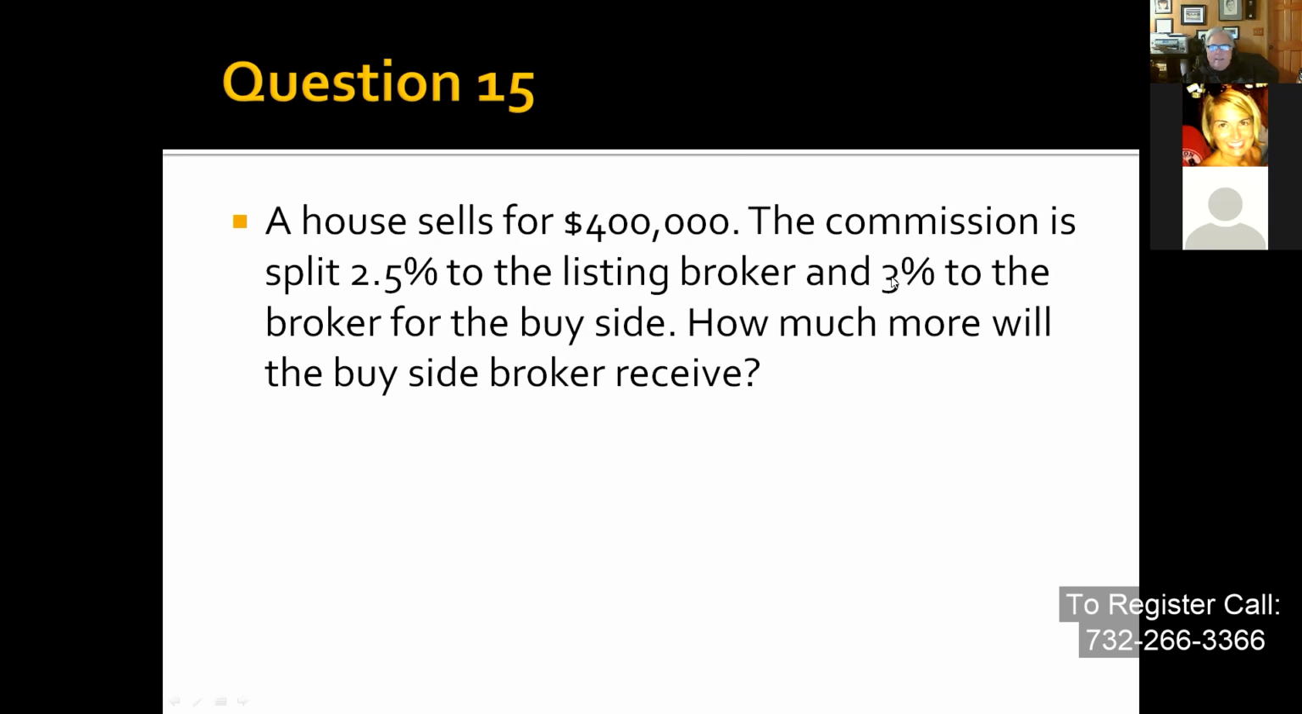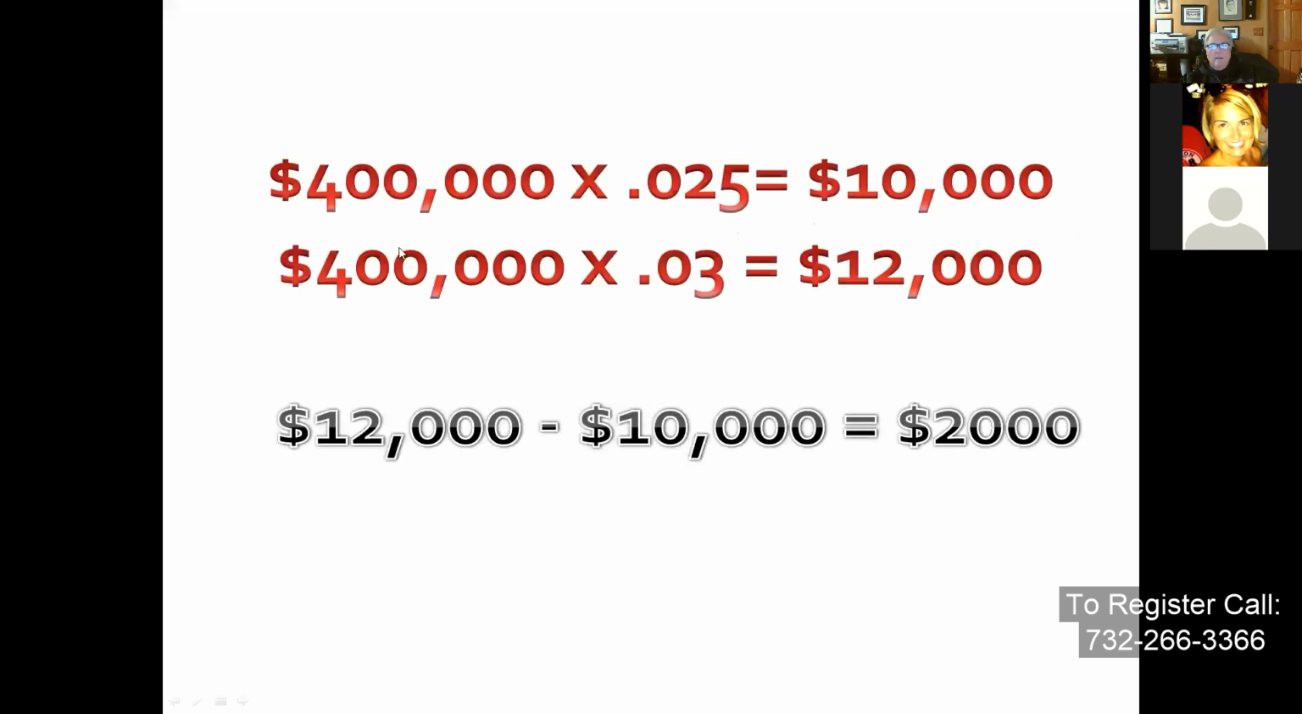Then we would take the buy side number and subtract the listing side number, and that would be how much more the buy side broker would receive. So 400,000 times 0.025, $10,000 is how much the listing broker is going to get. $400,000 times 0.03 is how much the buy side is going to get. That means the buy side is going to get $2,000 more than the listing side.